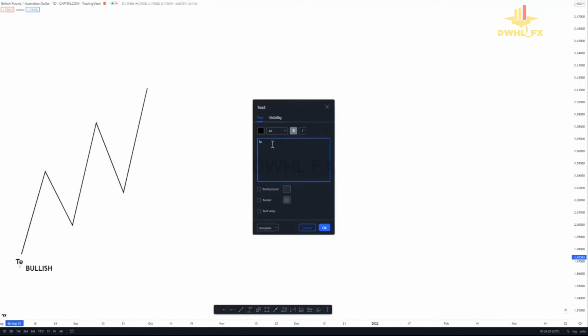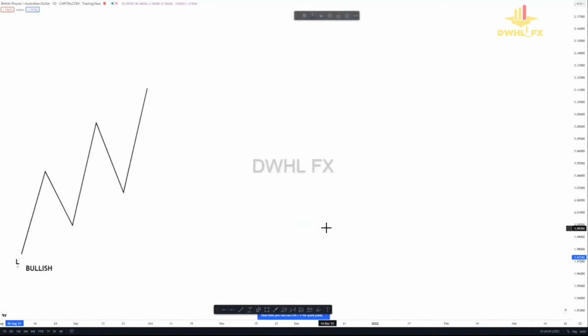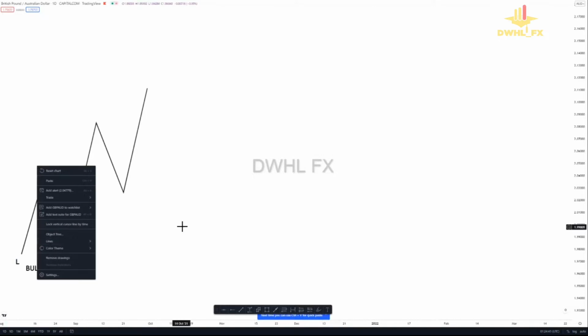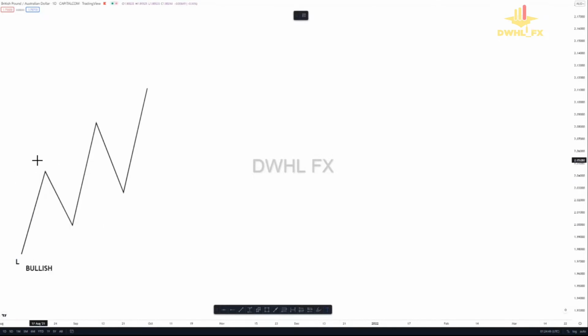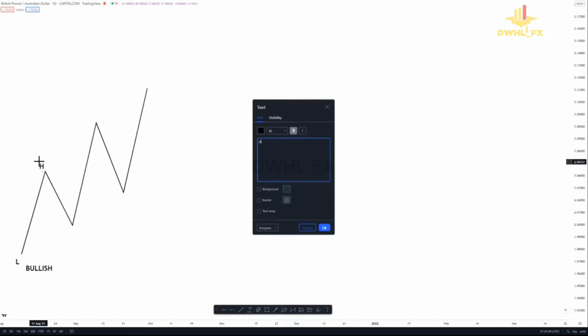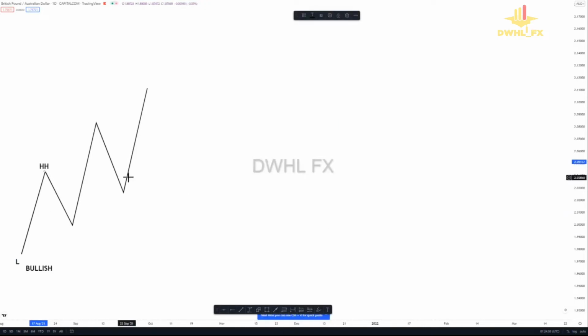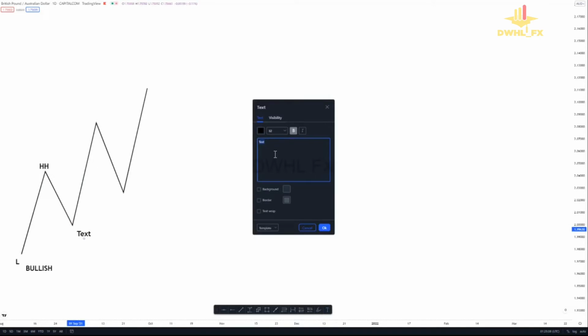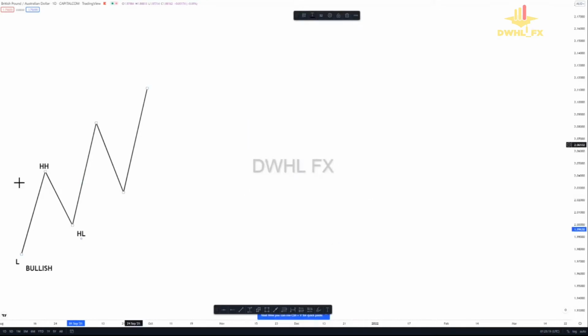So first, price creates a low, a higher high, then we have a higher low, and then very simple. That's it. Very, very simple.